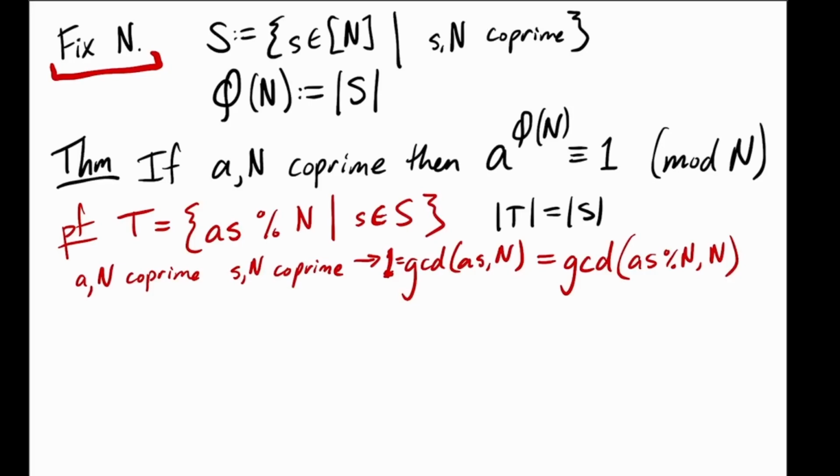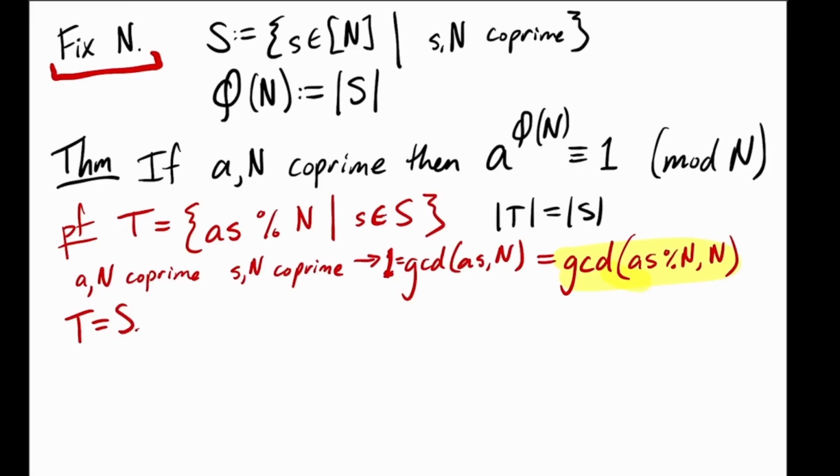And that is another way of saying that this whole thing just evaluated to 1, and therefore AS mod n and n are also coprime, which means that all of the elements of T are also coprime to n. But that was the defining property of S. So what we actually just concluded here is that T has to be exactly equal to S. These are the same set.